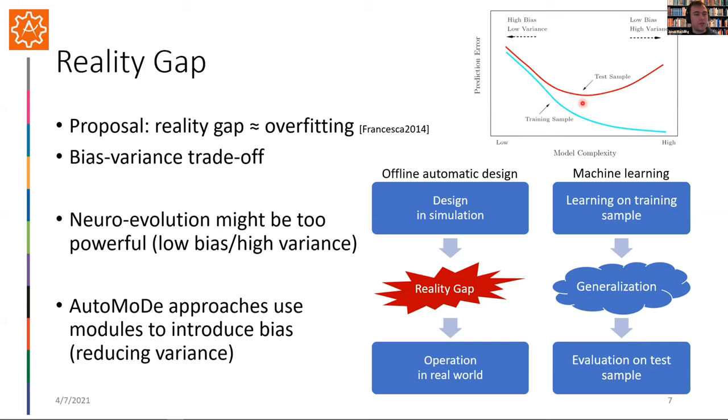So neuroevolutionary approaches have often shown that they can perform really well in simulation, but that they suffer greatly from the reality gap and perform rather poorly in reality. Francesca et al., they postulate that this might be because these neuroevolutionary approaches are too powerful, so they have a too high complexity of their model, so a low bias and a high variance. And they propose the AutoMoDe idea, which introduces modules that themselves introduce bias and thus hopefully reducing the variance and bringing us closer to the sweet spot of where we have transferable controllers.